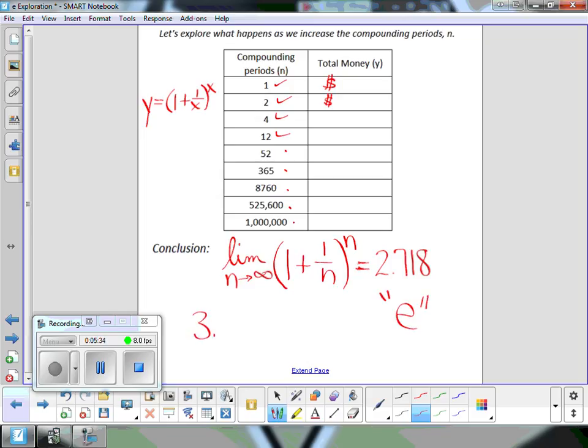Just like you know 3.14 is the approximate value of pi, 2.718 is the approximate value of e. That concludes our study of how e is found in math.